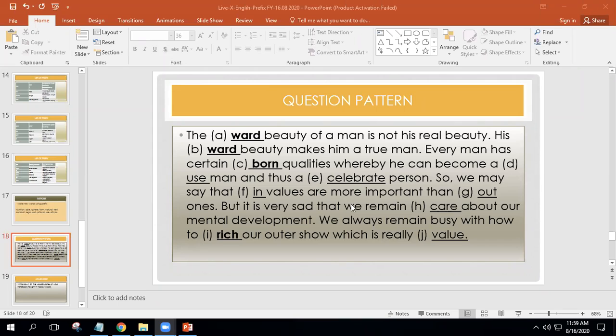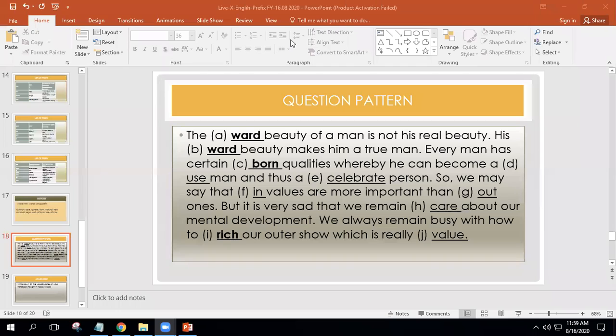That's good. Every man has certain dash born qualities whereby he can become... Unborn qualities, ma'am. What does unborn mean?